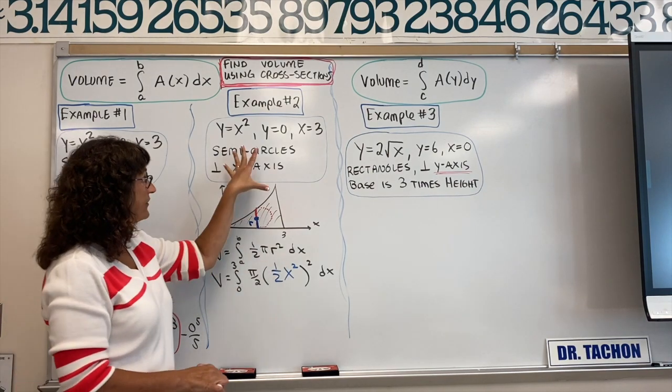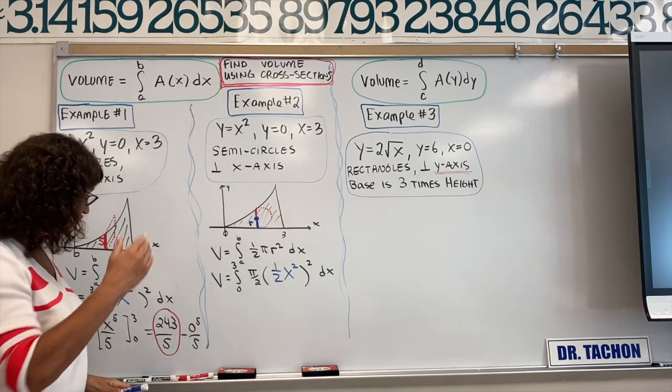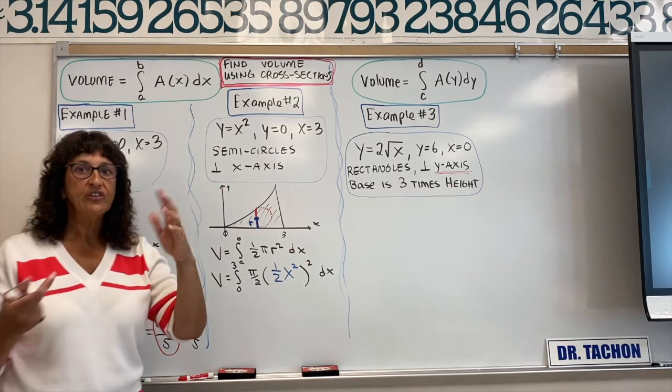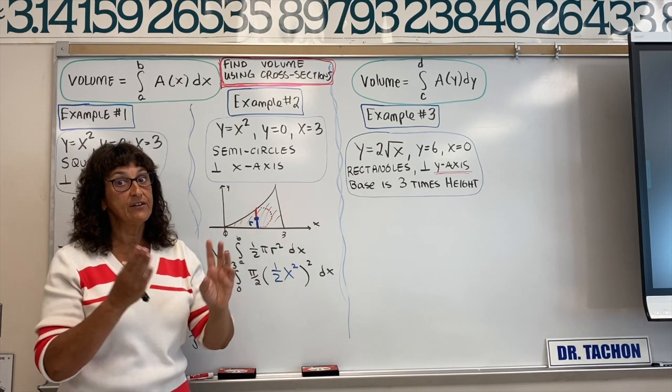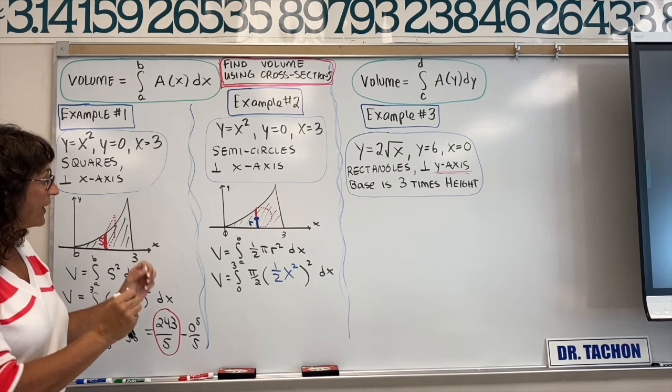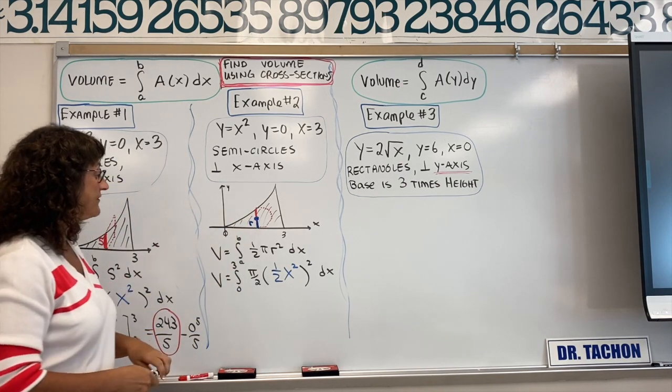So be careful with semicircles. Whether you're using squares, semicircles, equilateral triangles, right triangles, rectangles, whatever shape you're using, you've got to look and write the dimensions in terms of the given function.